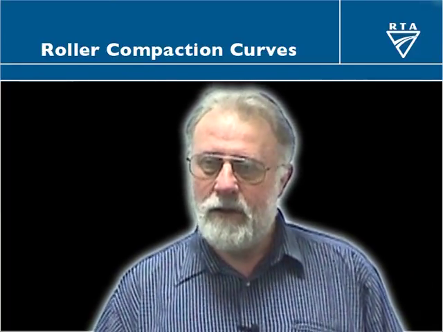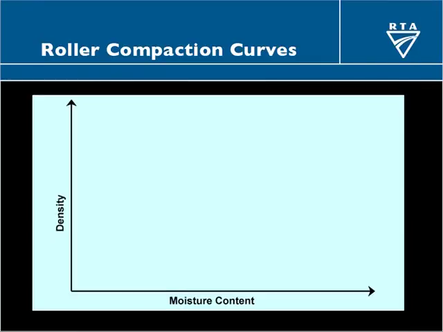So we apply our compaction routine. We can easily measure the moisture content. We can easily measure the density that we've achieved. If we do both those things, somewhere on a graph like that we'll have a point. Could be anywhere, but we'll have a point.